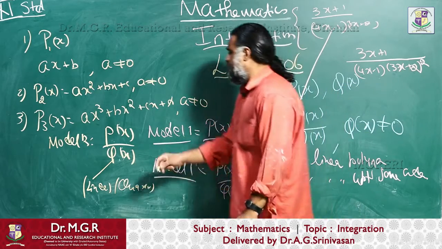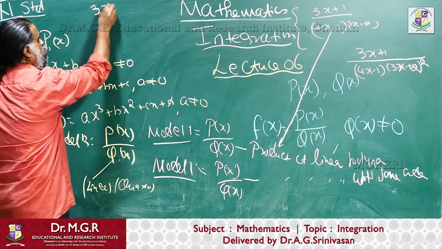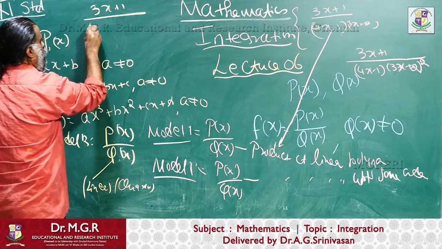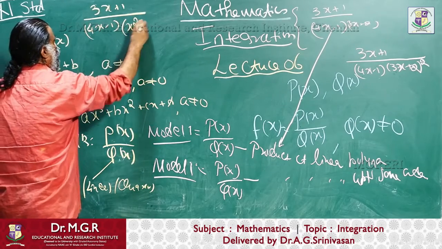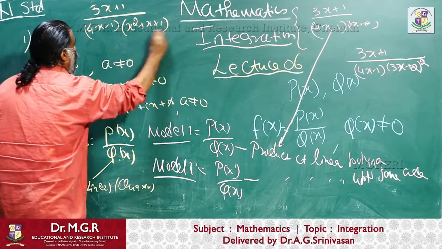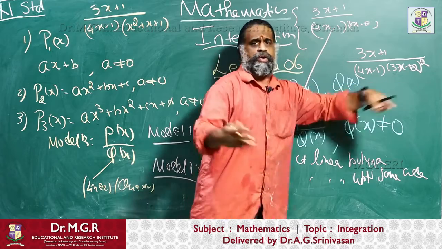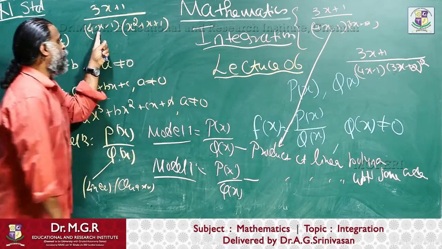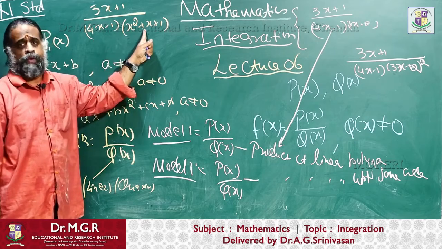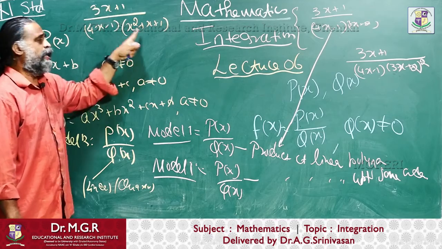For instance, an example for model 3 is maybe 3x plus 1, I take the same thing, 4x minus 1, I take the same thing. But this becomes x square plus x plus 1. This polynomial cannot be rewritten in this way. Don't try this, you cannot get it with real coefficients. Therefore, this is a linear polynomial and this is a quadratic polynomial, right? So it's a proper fraction with linear and quadratic.